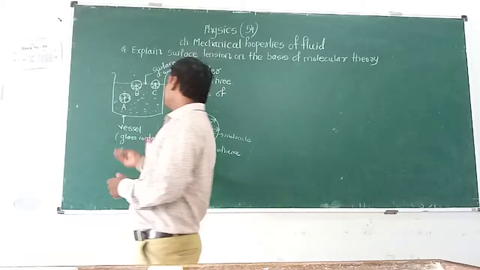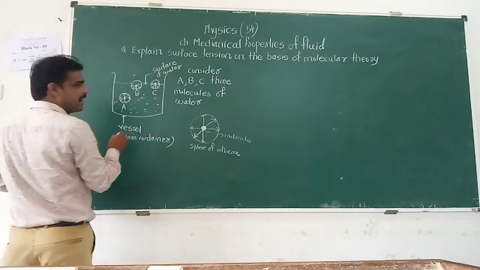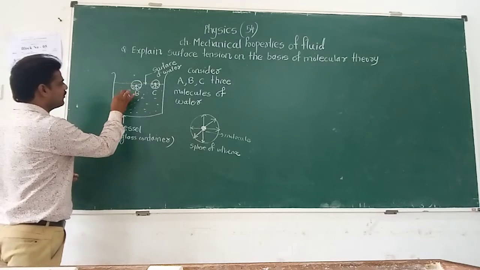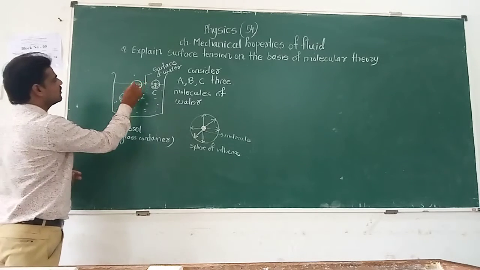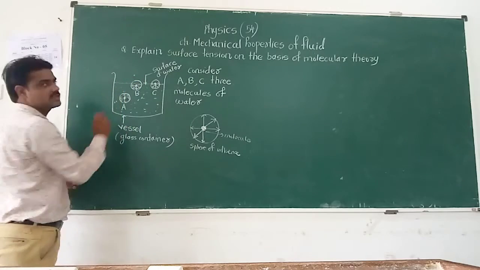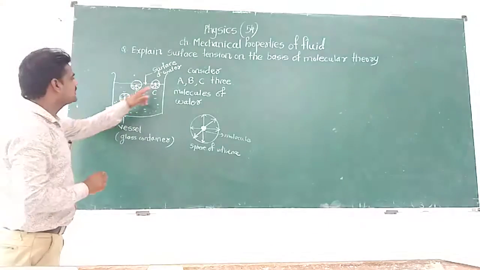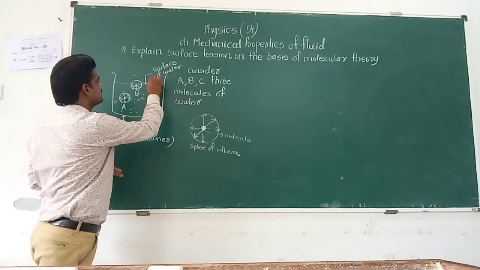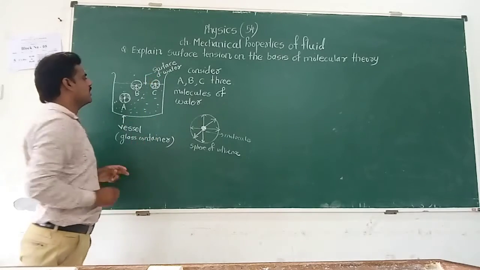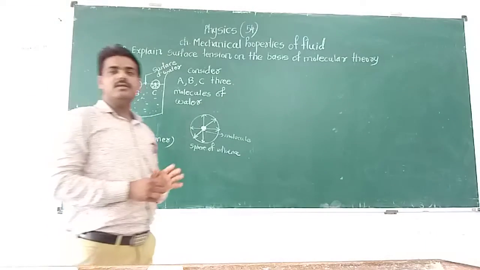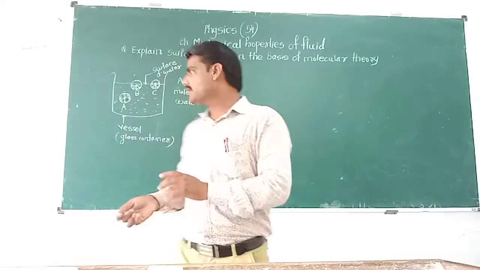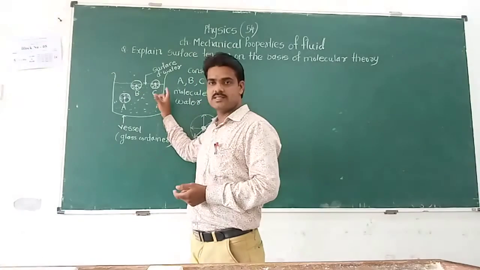Now see, this is molecule A and this is the sphere of influence of molecule A. Now this is molecule B, this is the sphere of influence of molecule B. This is molecule C, this is the sphere of influence of molecule C. But there are different cases for the three molecules.